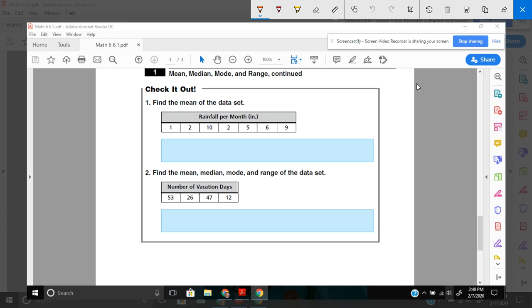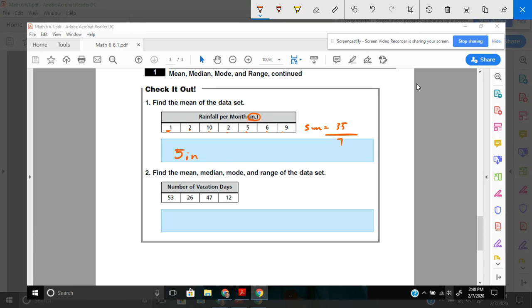All right, for the mean for number 1, we'd have to add up our data points. So 1 plus 2 plus 10 plus 2 plus 5 plus 6 plus 9 will give you 35. So the sum would equal 35. And you need to divide that by how many there are. So 1, 2, 3, 4, 5, 6, 7 divided by 7 would give you 5. And what are we talking about? Rainfall per month. Our average, or our mean, would be 5 inches per month. That's quite a bit of rain.